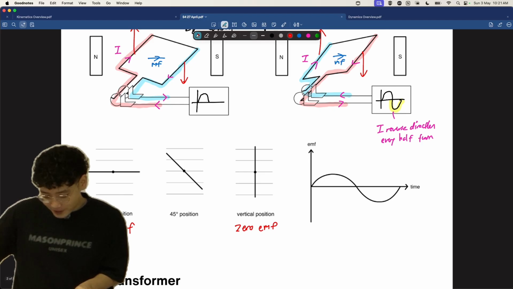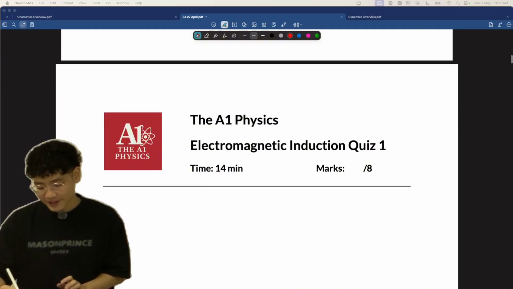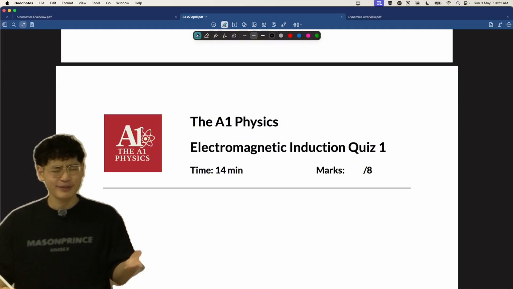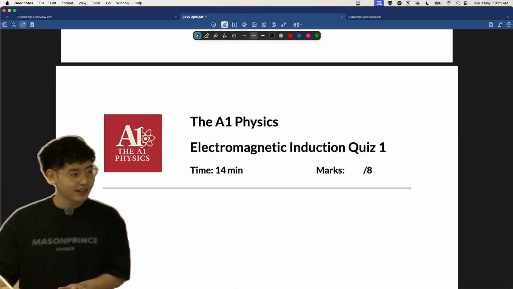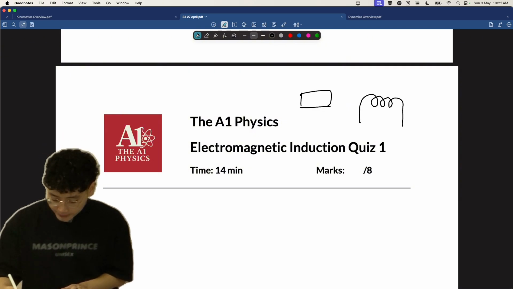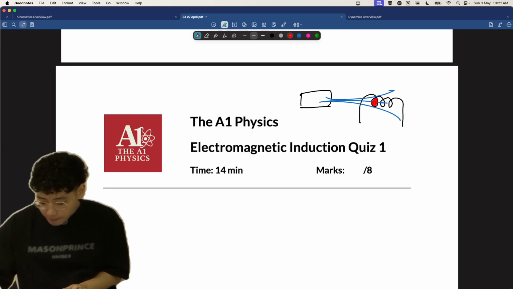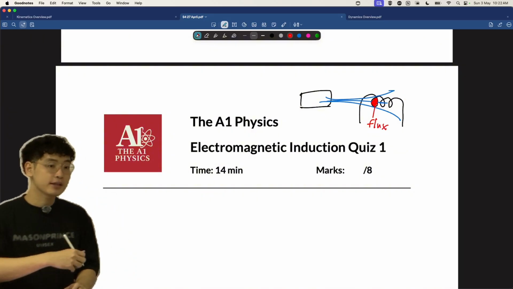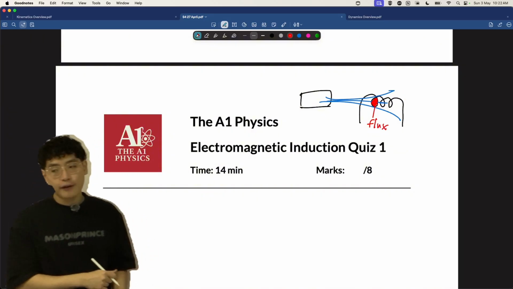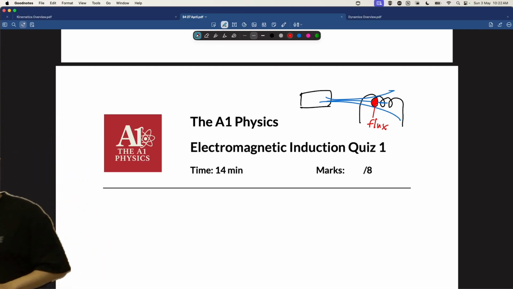Alright, so zero induced EMF. Can I recap first? I forgot to say. What's magnetic flux? I have a magnet and I have a coil. The magnet has magnetic field lines, right? Flux is the magnetic field lines that are passing through the coil. This is called flux. Flux refers to the magnetic field lines that are passing through a coil of wire.